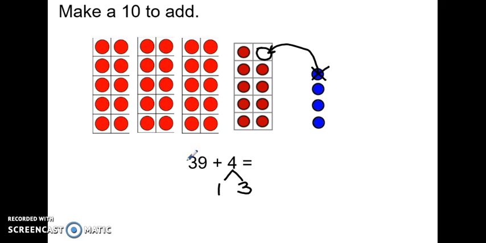Now, that gives me 39 plus 1, which is a 40, plus 3. And this problem is much easier to do because we know it is easier to add two 10s. So 40 plus 3 is 43. That means 39 plus 4 is 43. So I made a 10 to make this more complicated problem easier.